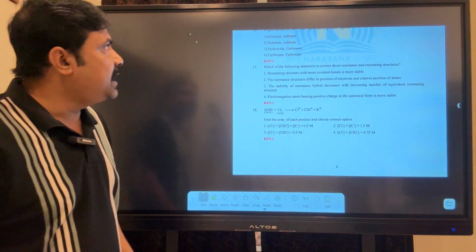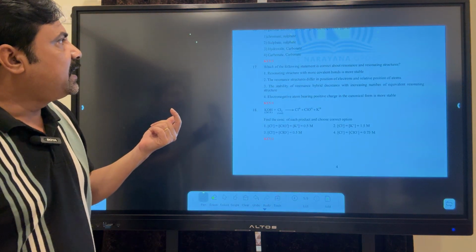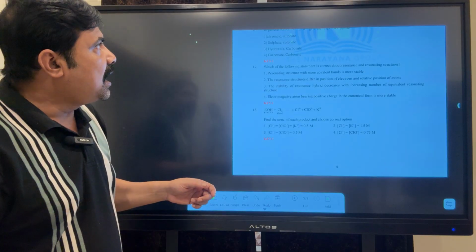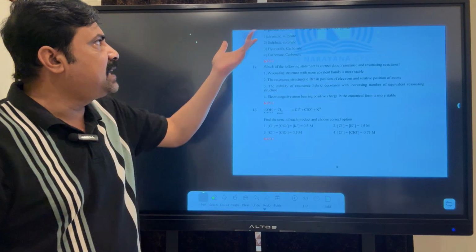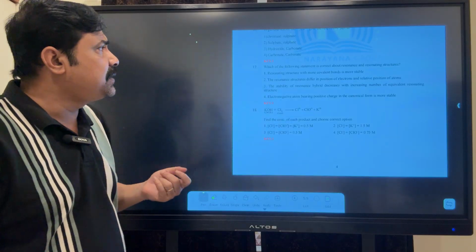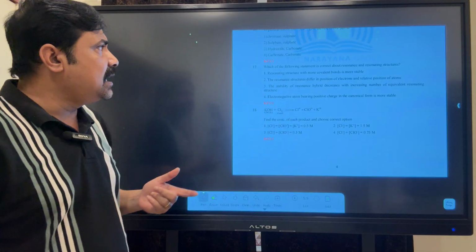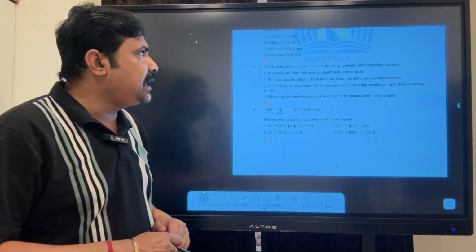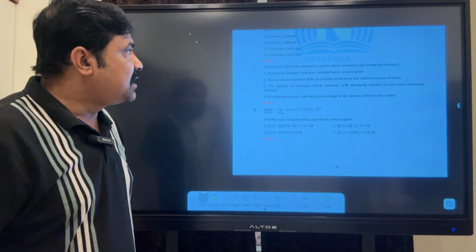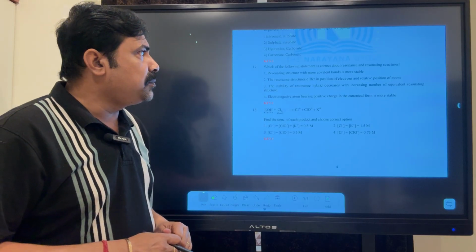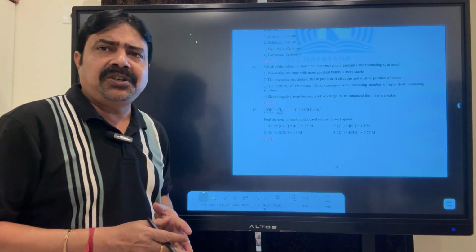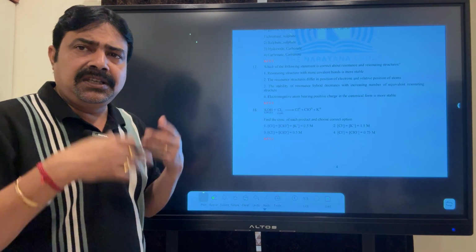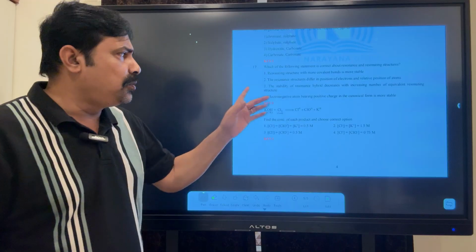Next question, very nice question. Here they are asking how calcium and barium get precipitated. Barium will precipitate as a chromate, calcium will precipitate as a sulfate. Now the next question they are asking: which of the following statements are correct about resonating structures. Resonating structure with more covalent bonds is more stable. The first option itself is correct. A neutral resonating structure, even if it has more covalent bonds, will be more stable.